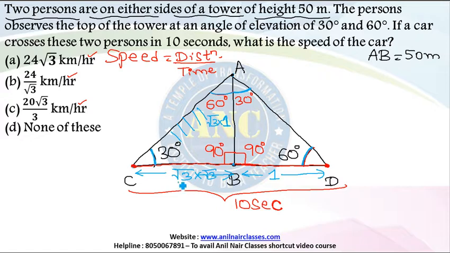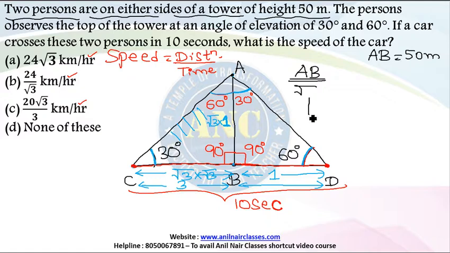root 3. That means BC value according to my assumption is 3. BD value according to my assumption is 1. That means total distance according to my assumption from C to D is 4 units. Similarly, total distance from A to B is root 3 units according to my assumption. Let me understand like this, sir. According to my assumption, AB value is root 3 units.